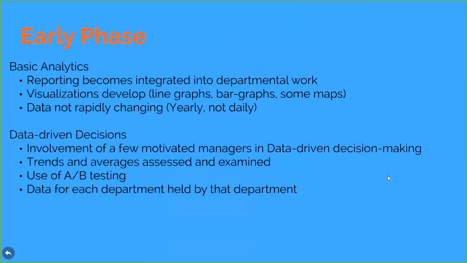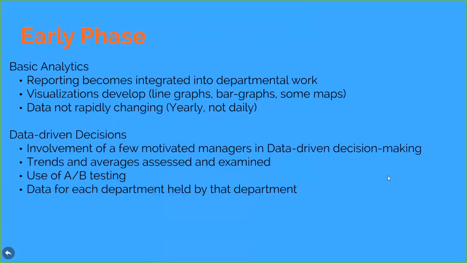During the early phase, reporting becomes integrated into departmental work, which might include monitoring membership recruitment rates and retention rates, including first and second year, and revenue by membership type. The organization starts developing the use of visualizations, line graphs, bar graphs, and maps. Data during this period doesn't change rapidly, most likely yearly or monthly, but not daily.